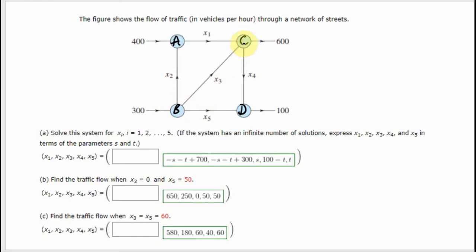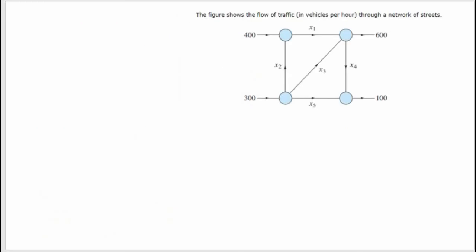At C, what goes in is x sub 1 and x sub 3, and what goes out is 600 plus x sub 4. And then at D, what goes in is x sub 4 plus x sub 5, and what comes out is 100. So once we set that up, you should have a system that you can solve. Let me write that out again.